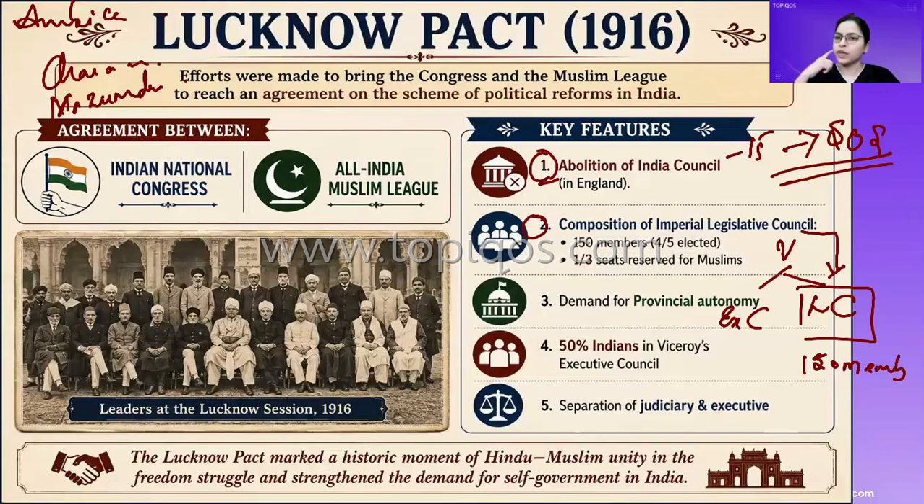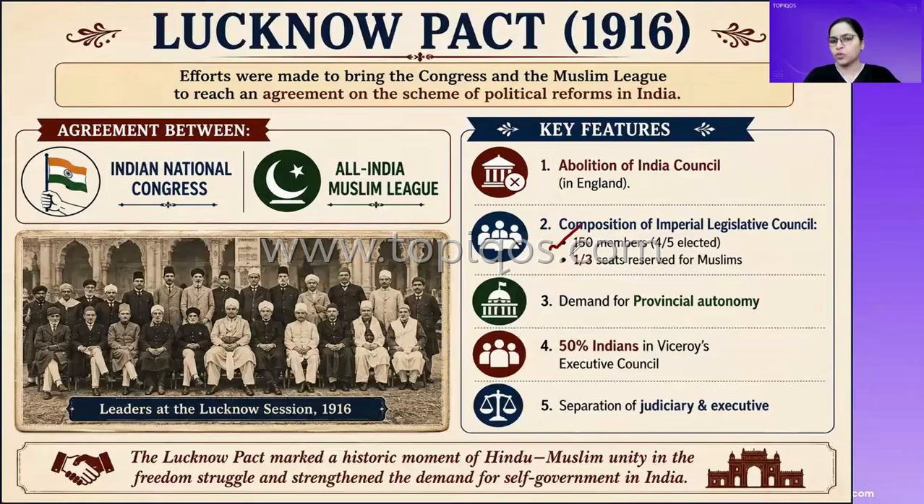Okay. And out of that 150 members, 4/5 should be elected ones. Getting it? So out of these 150 members, 4 by 5 of the members should be elected ones. Apart from that, they said that 1/3 of the seats should be reserved for the Muslim community. Okay, so you need to remember, 1/3 of the seats to be reserved for the Muslim community, and total 150 members should be there, out of which 4/5 should be the elected ones.